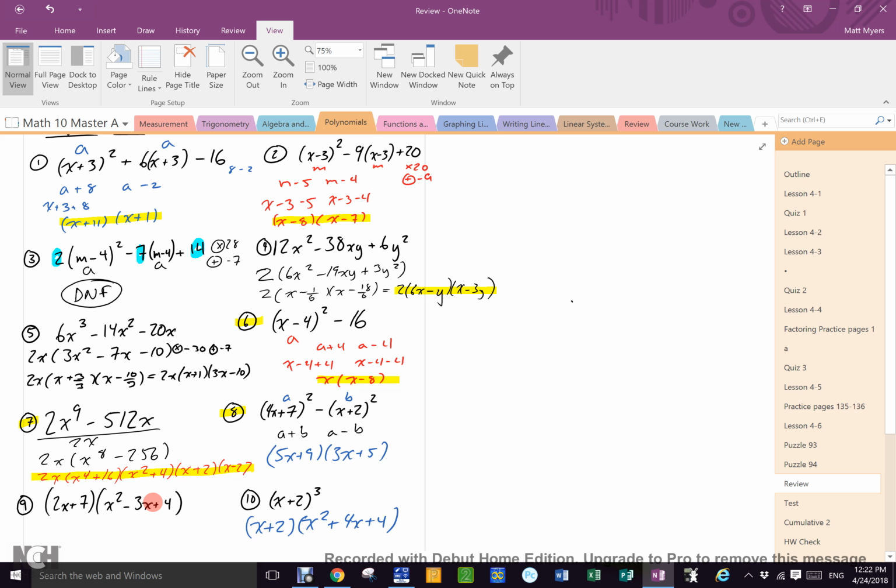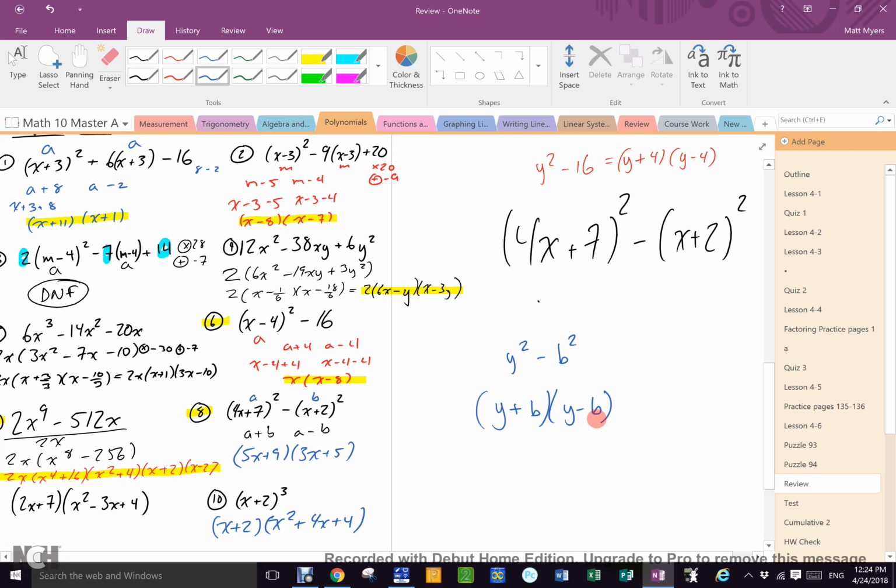Okay, now, what if I gave you this? Y squared minus b squared. Is that a square and a square? So what would you do with the first one? Square root it to get y, plus what would you do with the second one? Square root it to get b, correct? And then what would you write? Y minus b, correct?